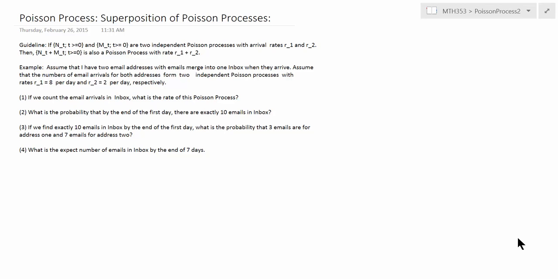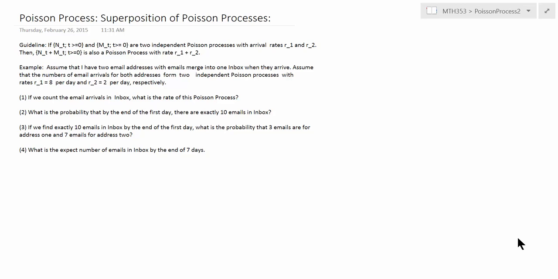Suppose we have two Poisson processes and they are independent with arrival rates, say lambda 1 and lambda 2. Then if you add them up, the meaning is that by time t, if you count both arrivals from these processes, then it's again a Poisson process. Of course, the rate is the sum of their individual rates, right? Lambda 1 plus lambda 2. Okay, and let's use an example to illustrate this sum of two Poisson processes problem.